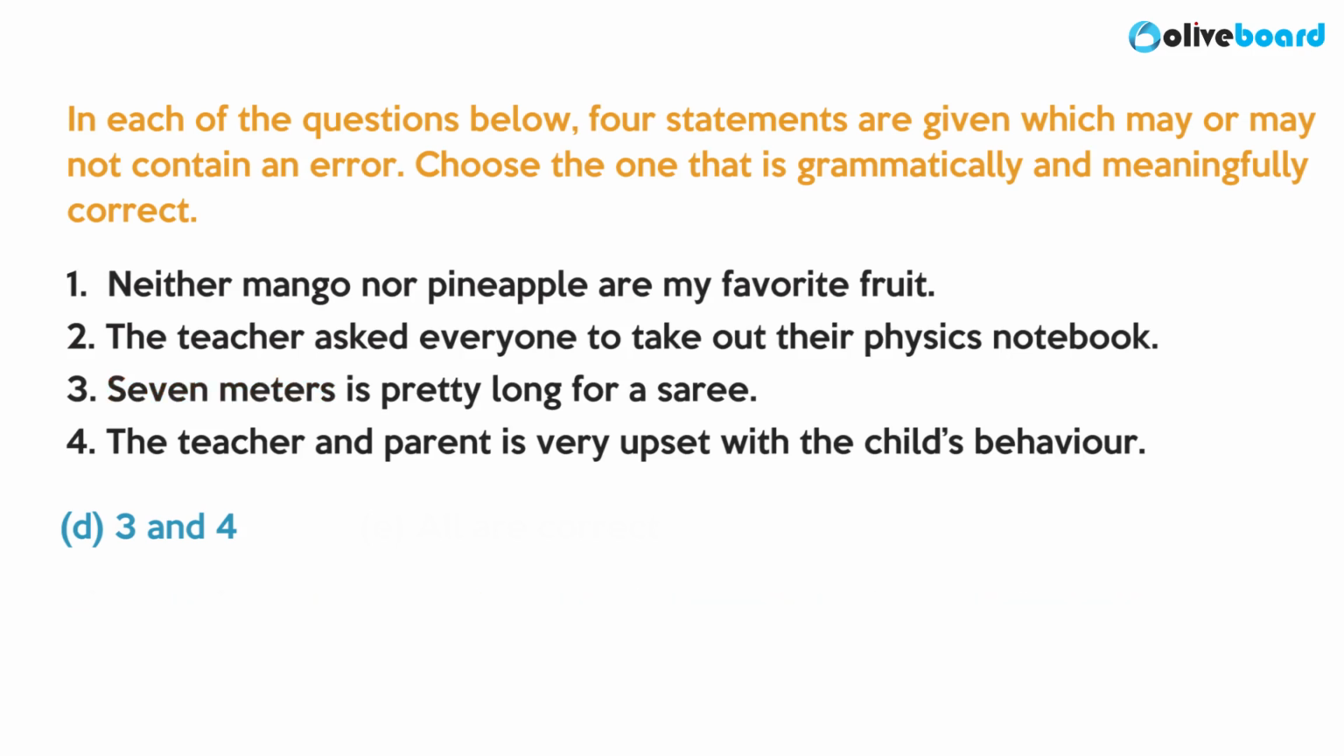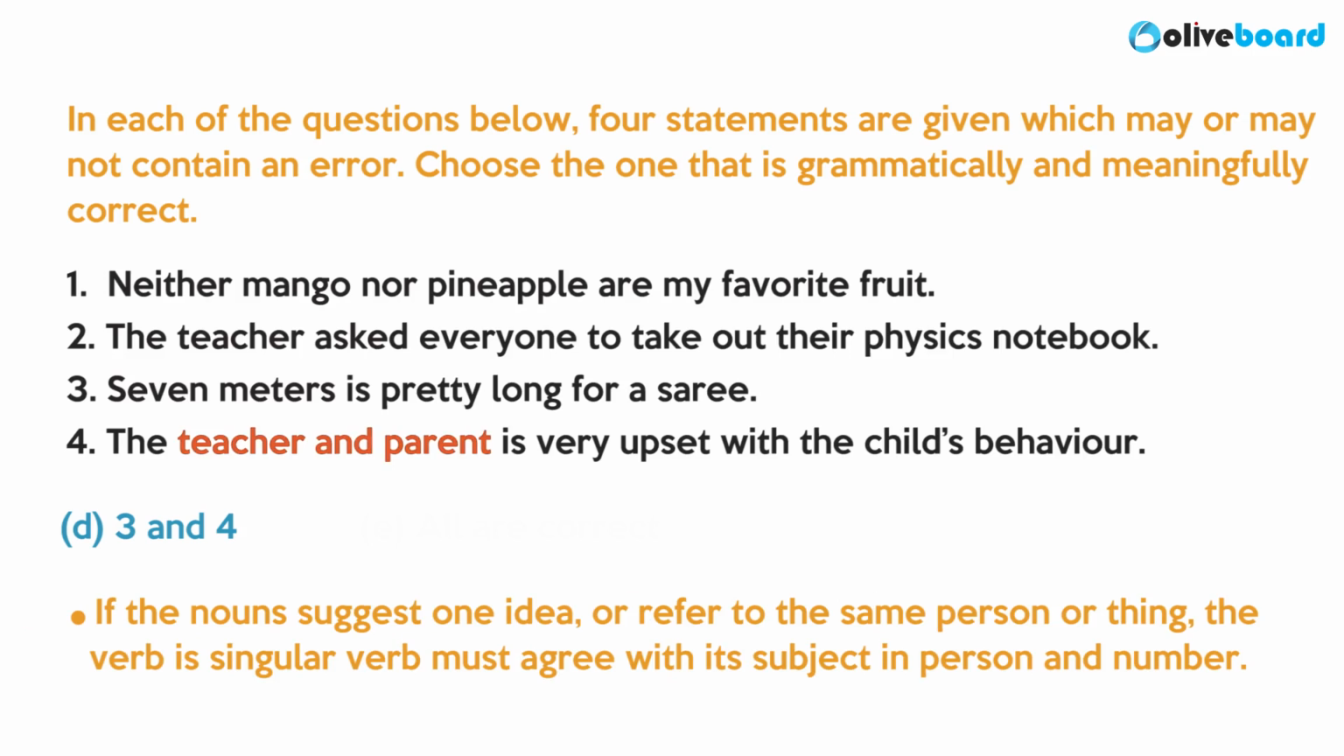Last sentence, the teacher and parent is very upset with the child's behavior. This was our first rule for subject-verb agreement because here we are talking about one person only. That same person is the teacher as well as the parent. This makes statements 3 and 4 correct and option D our correct choice.